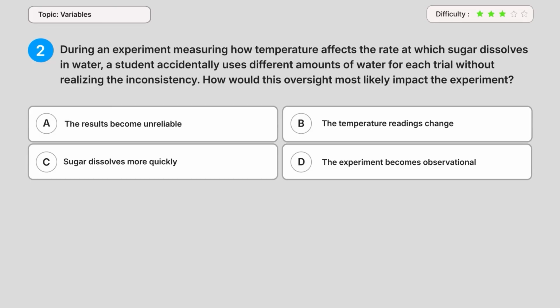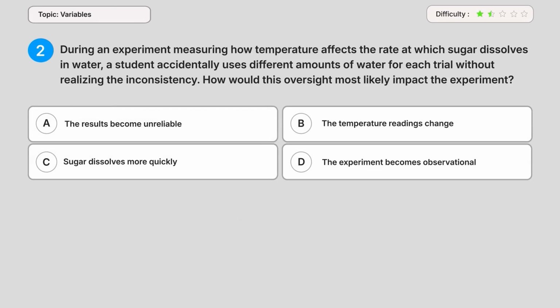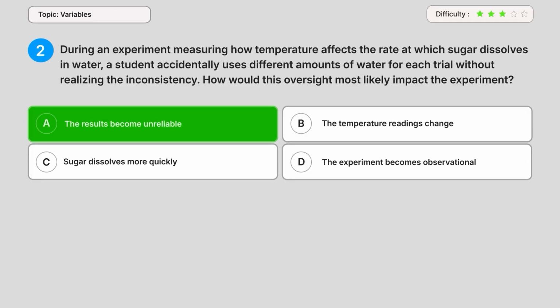A. The results become unreliable. B. The temperature readings change. C. Sugar dissolves more quickly. D. The experiment becomes observational. Do you know the answer? Correct answer, A. The results become unreliable.